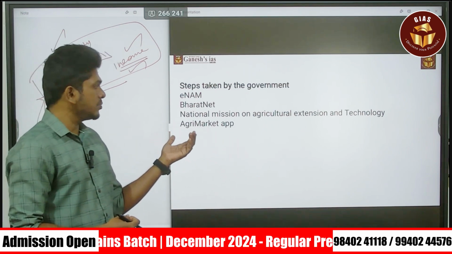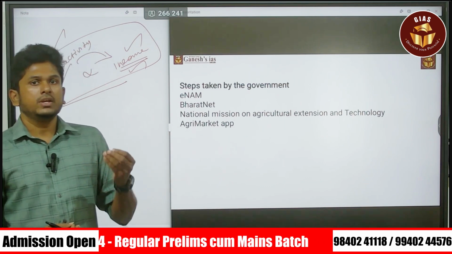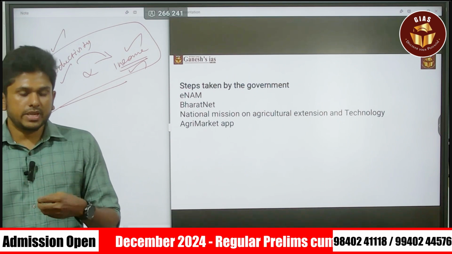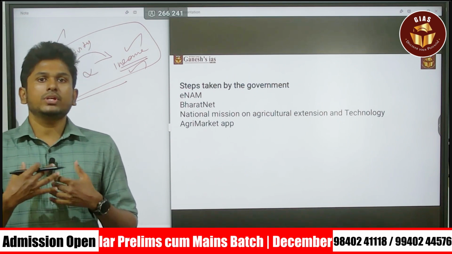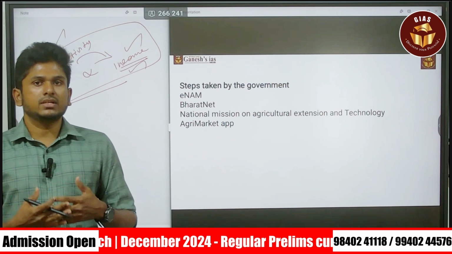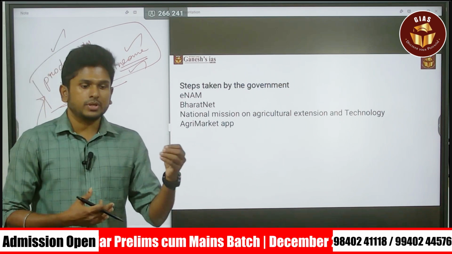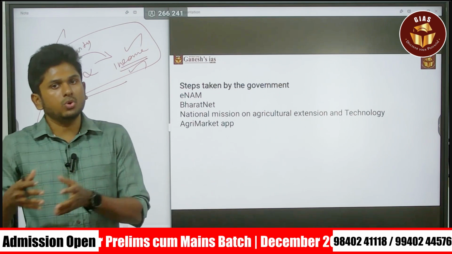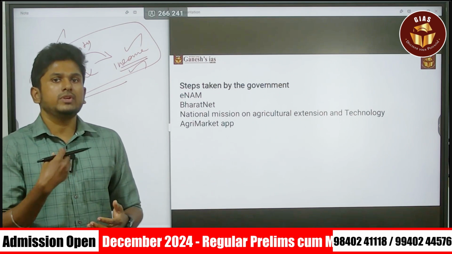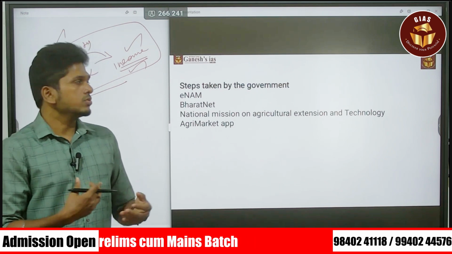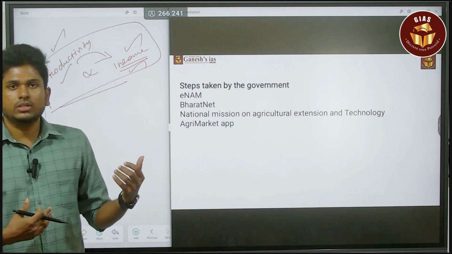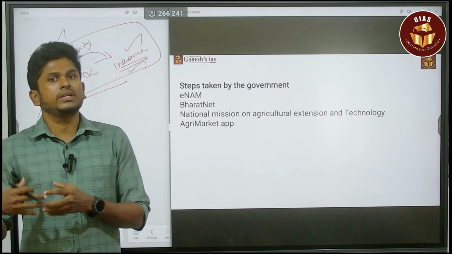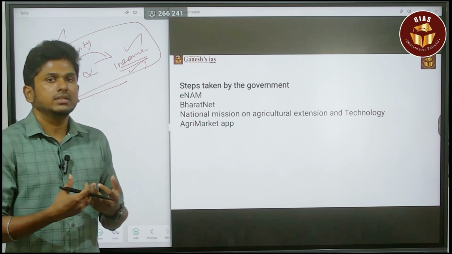Another thing is the agri market app. In that app you will know the market prices of your produce. So you can negotiate for your price. You can say that the agri app itself says the market price of my crop is this much, so why are you asking for a very low price? You can argue that. So it gives you bargaining power. All these things are done by the government to enhance the digital program, to reach the nooks and corners of rural India and also to benefit the farmers.